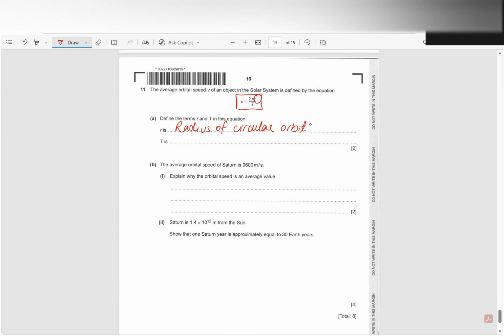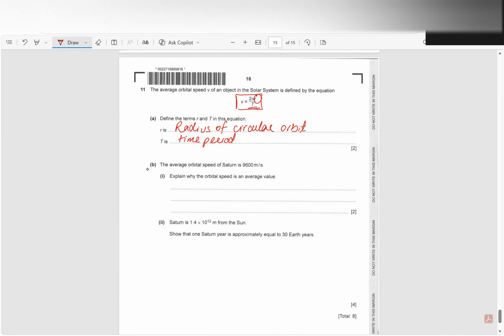It is the radius of the circular orbit. And now when we talk about T, what exactly is T? T is basically the time period, or orbital time taken for the completion. All right, so we're going to write here: T is the time period. Moving on.